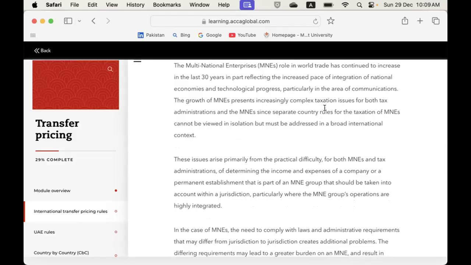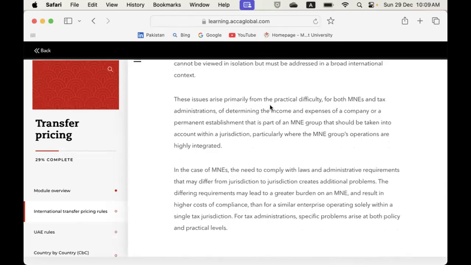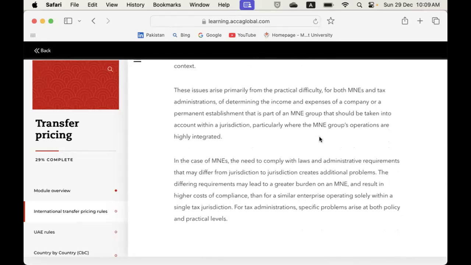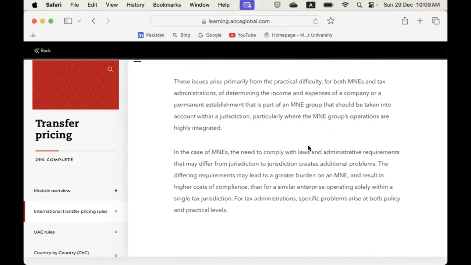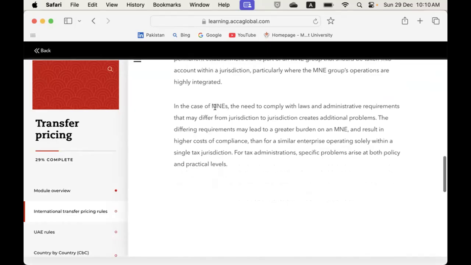So it's a complex taxation area. The issues primarily arise from practical difficulty, both for MNEs and the tax administration, in determining the income and expenses of a company that relate to the permanent establishment, where the company itself is not incorporated, but the business presence is already there. That is what is usually called a permanent establishment. It is that part of an MNE that should be taken into account within a jurisdiction. Wherever the word jurisdiction comes in, that means country, effectively, particularly where the MNE group's operations are highly integrated.